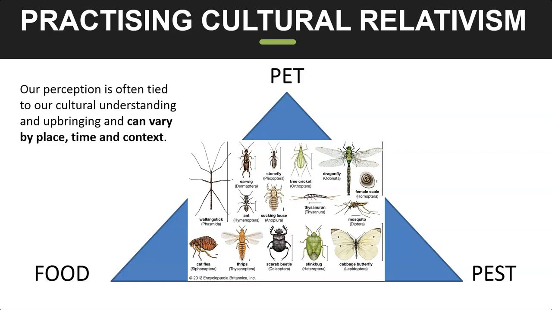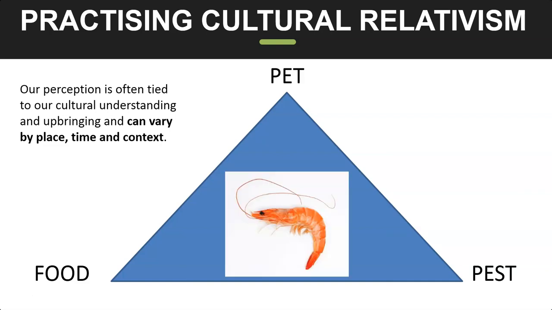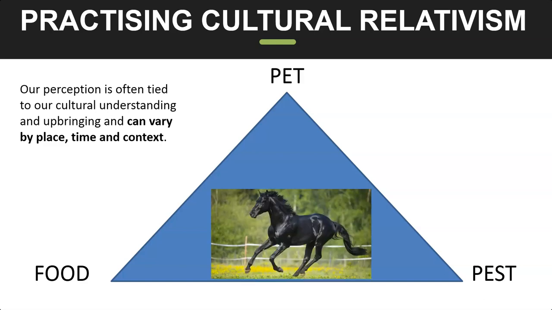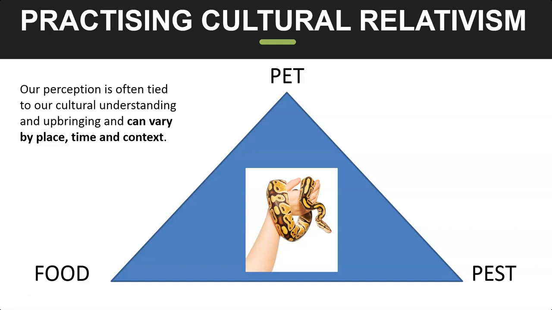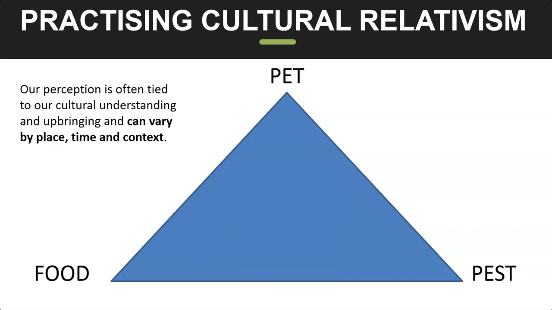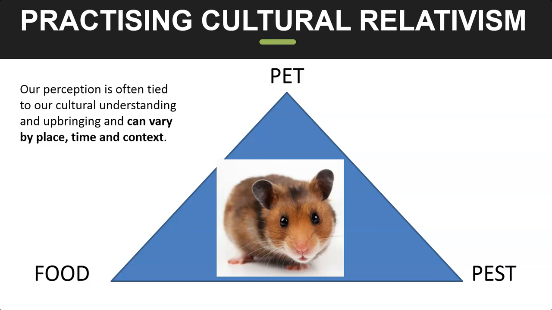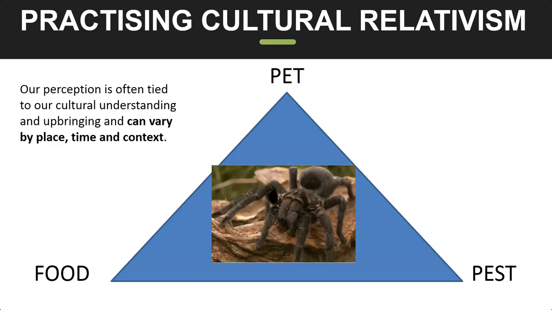Insects, are they pests? Are they food? Or are they pets? How about shrimp? How about horses? How about snakes? How about guinea pigs? As we saw from our last example, they can be both pet and food. How about tarantulas? We also looked at those being both pets and foods, and for many people pests too.